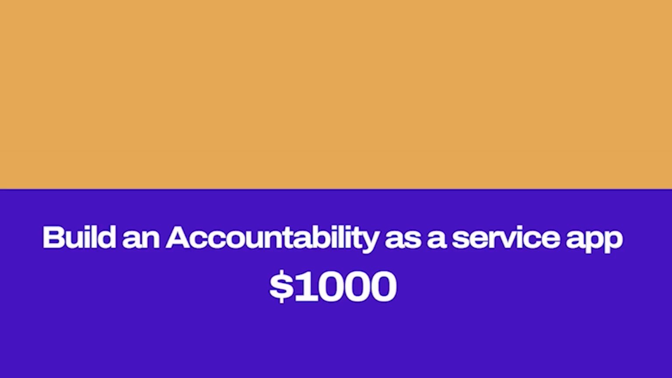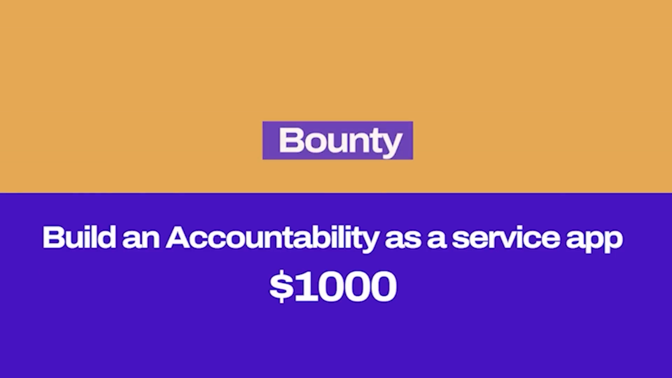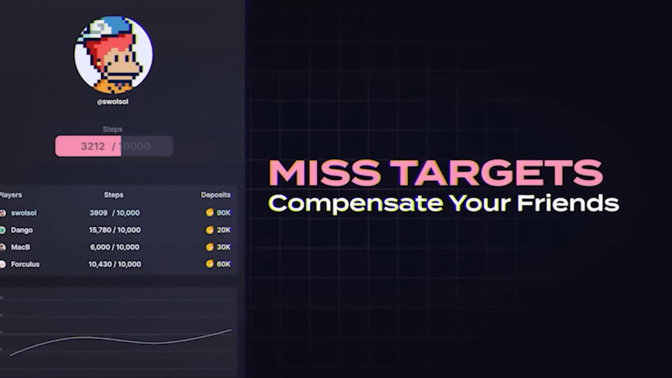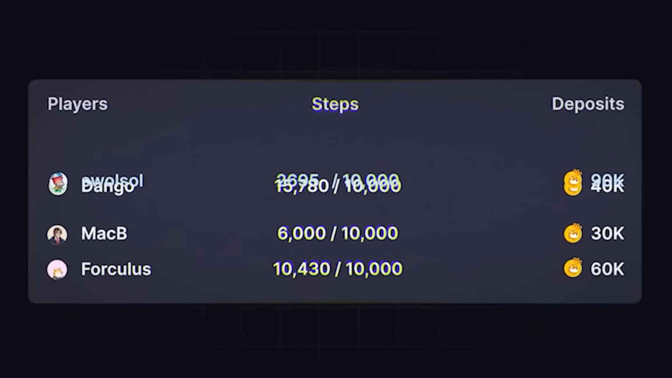The bounty is for an accountability as a service application, a mobile application where you can come, pool in money with your friends, let's say $300 each, and have a goal by the end of it, let's say 500 steps a day. The people who hit the goal get their money back, and the people who don't, they get the money from the other participants. So it's like a battle application where you battle for accountability.